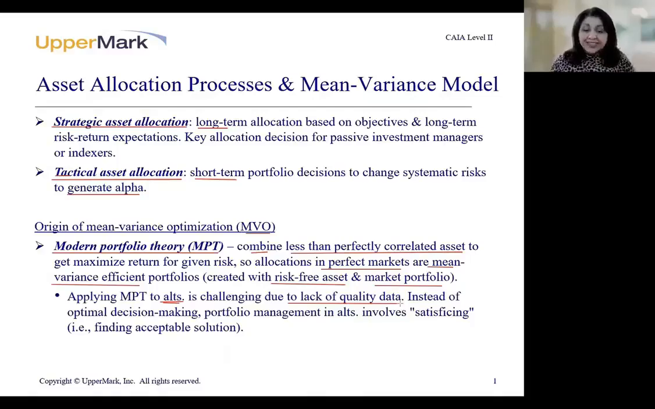So instead, when portfolios are constructed for alternatives, instead of finding an optimal solution, which is really what modern portfolio theory claims to do, finding the optimal diversification, the optimal weights for your portfolio, for alternatives, portfolio management involves what's called satisficing. So it's not optimal, but it's satisfactory in that it's an acceptable solution, given that we can't find an optimal one.